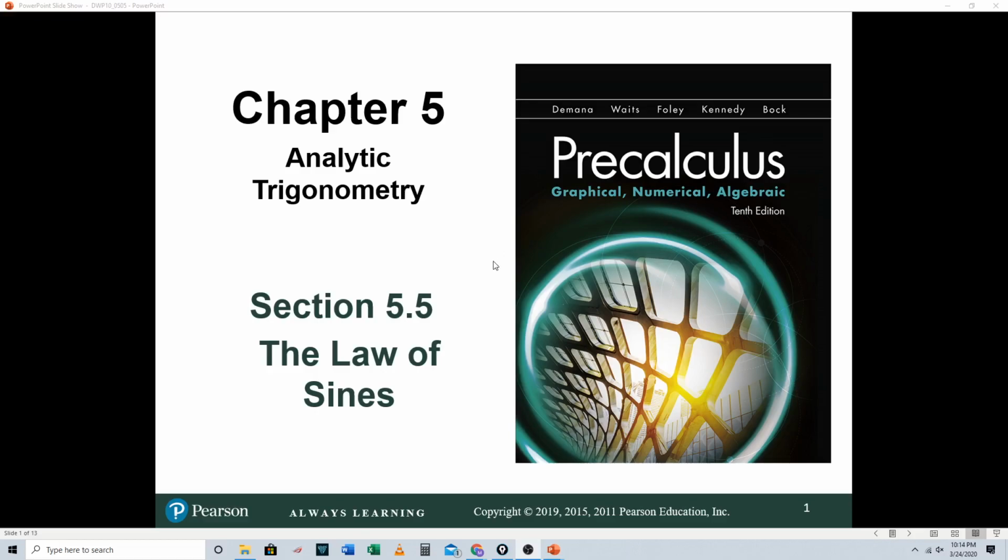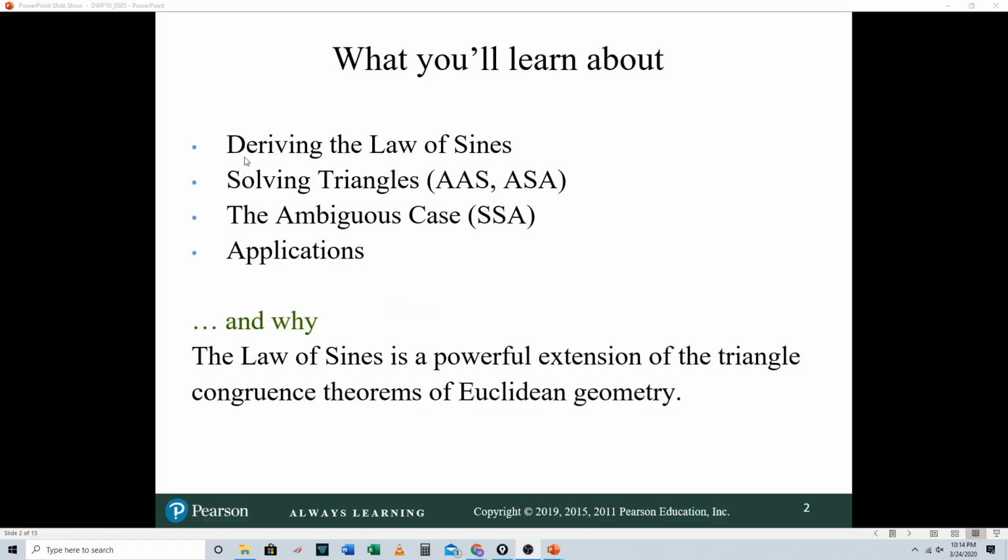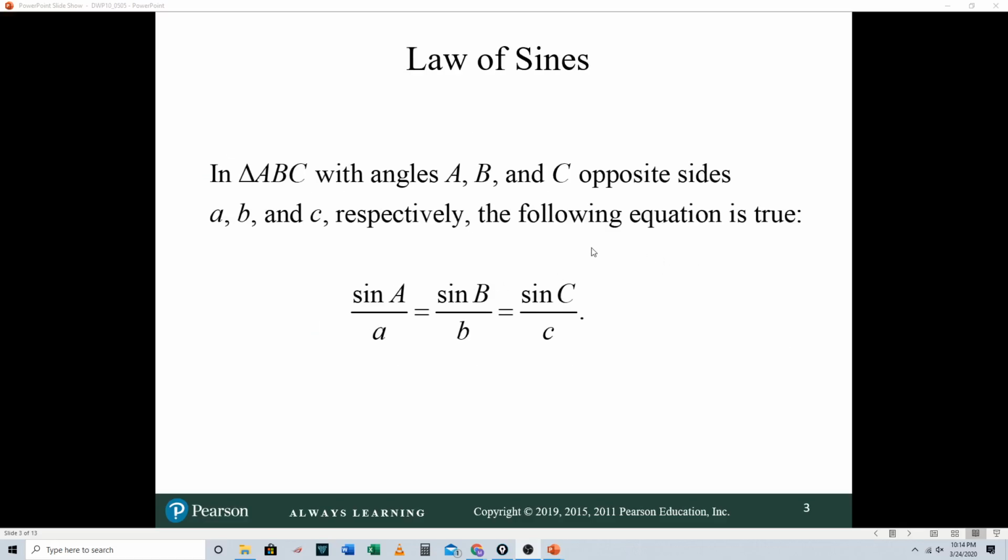Anywho, law of sines. We're going to be looking at the law of sines and solving triangles. When dealing with law of sines, we are going to be finding missing angles and sides of non-right triangles. If it was a right triangle, we wouldn't even need any of this. So an example of this.